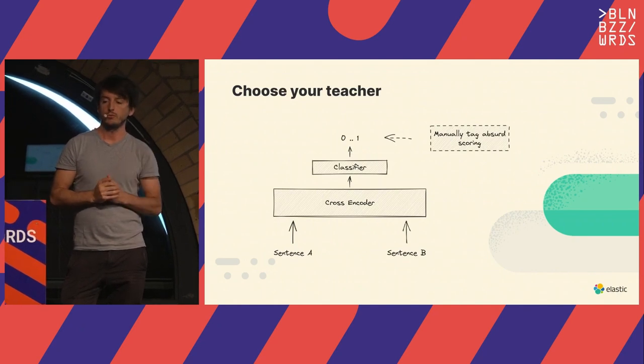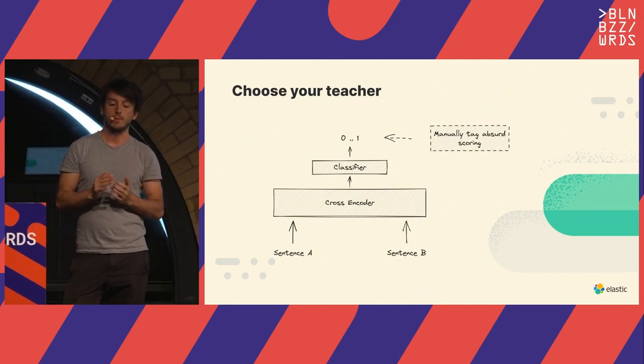We saw a second family of mistakes, which is a bit more problematic. It's when a document has been manually tagged as positive, and the cross-encoder is saying, no, it's not positive.